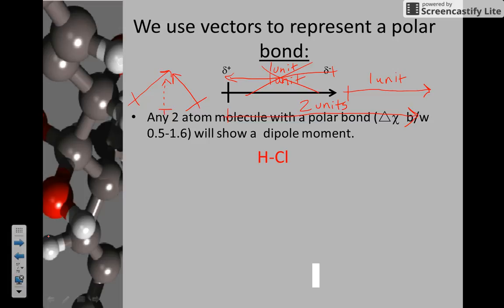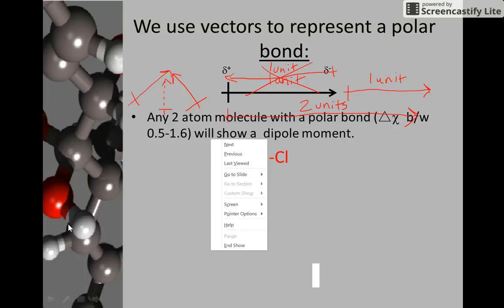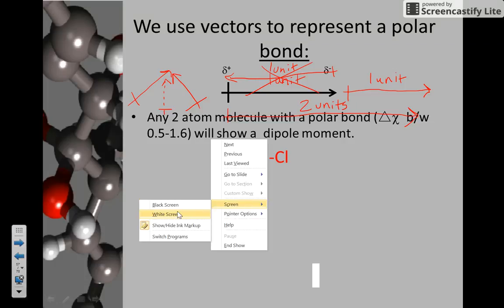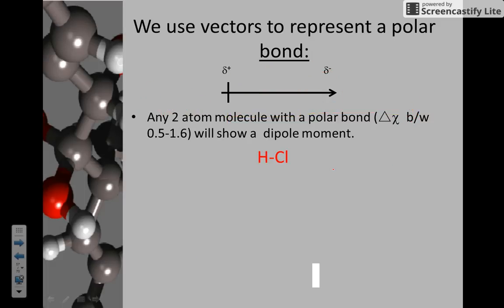Now, any two-atom molecule that has a polar bond will show a dipole moment. Remember, a polar bond is when you have an electronegativity difference between 0.5 and 1.6. So this is HCl. It's just a two-atom molecule, and it is a polar covalent bond if you do the delta X.